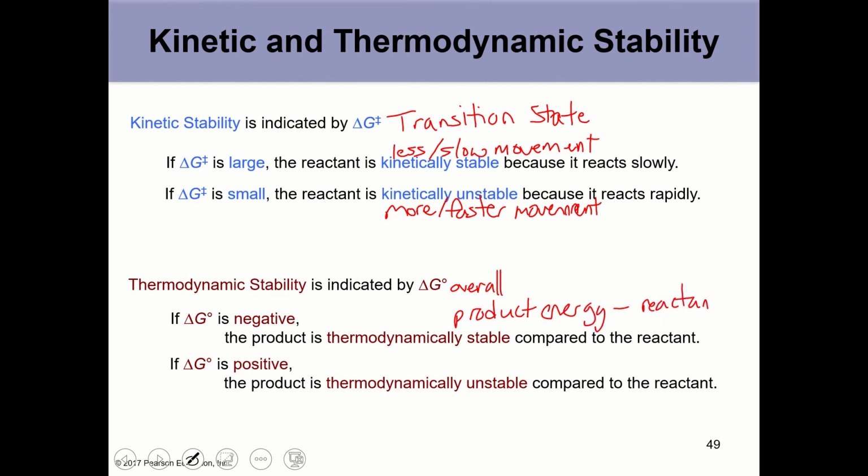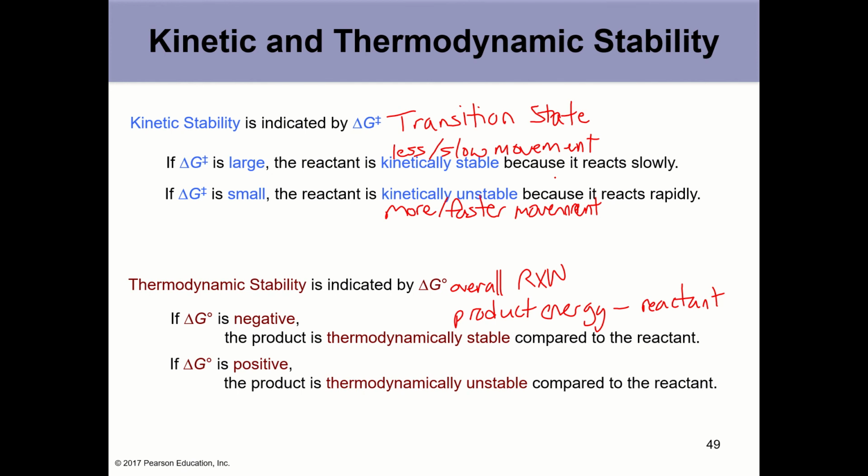And you need to be sure that you have these terms clear in your mind. If delta G is less than 0, then we consider the product thermodynamically stable compared to the reactant. So the product, remember that stability is having a lower energy. So the product has a lower energy than the reactant if delta G is negative.